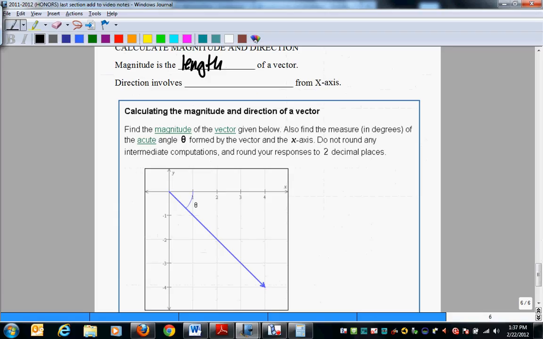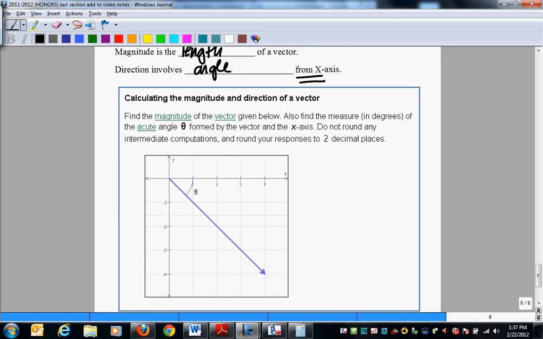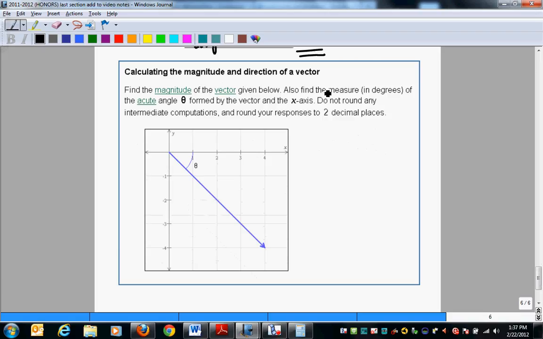Direction is a concept that involves the angle of a vector from the y-axis. It is specifically always going to be from the y-axis. So in this case, we want to find the magnitude of the vector below, also find the measure in degrees of the acute angle formed by the vector and the y-axis. Do not round any intermediate computations. Okay, so step number 1, we want to find the length. That's magnitude.